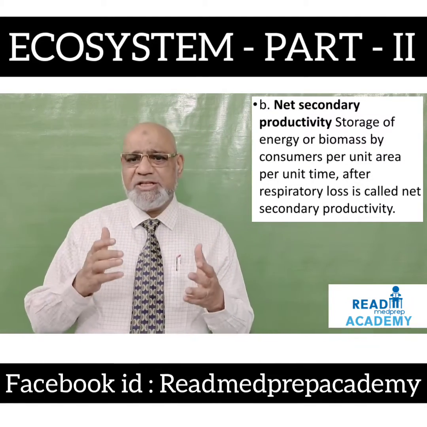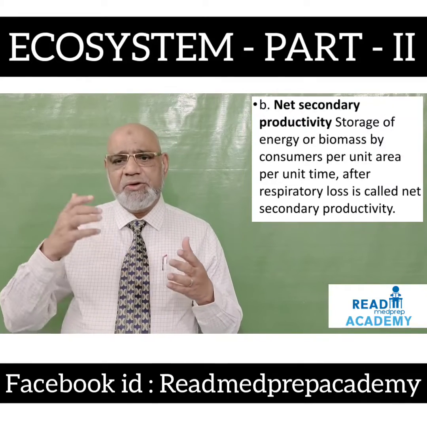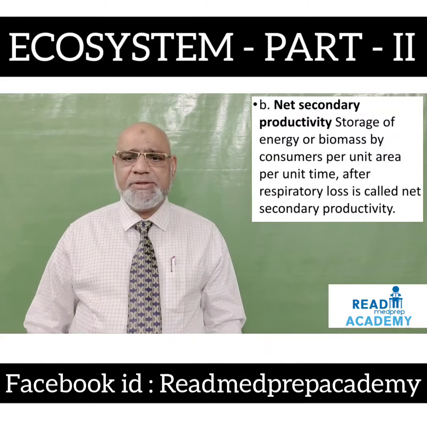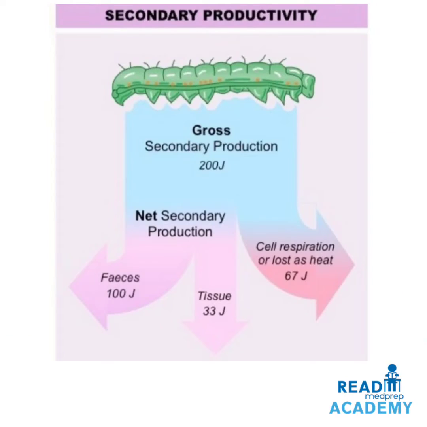Storage of energy or biomass by the consumers per unit area per unit time after respiratory loss is called net secondary productivity. Here in this image you can see the gross secondary production is around 200 joules, and the net secondary production is obtained by subtracting the respiration from the gross secondary production. Here the feces is 100 joules, tissue is 33 joules, and the loss from cell respiration is around 67 joules.